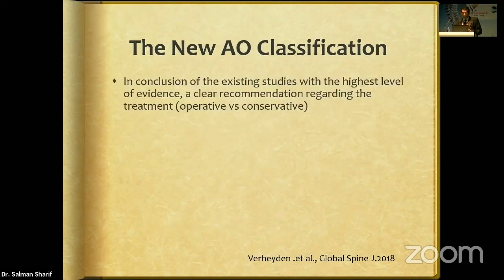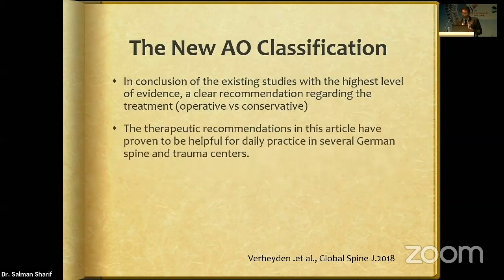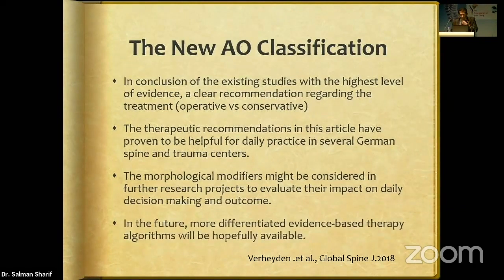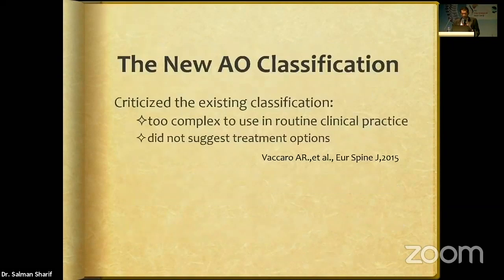The new AO classification, in conclusion of the existing study with the highest level of evidence, gives a clear recommendation regarding the treatment, operation versus conservative. The therapeutic recommendations in this article have proven to be helpful for daily practice in several German spine and trauma centers. The morphological modifier might be considered in further research projects to evaluate their impact on daily decision-making and outcome. In the future, more differentiated evidence-based therapy algorithms will hopefully be available. This part of the assessment is positive.